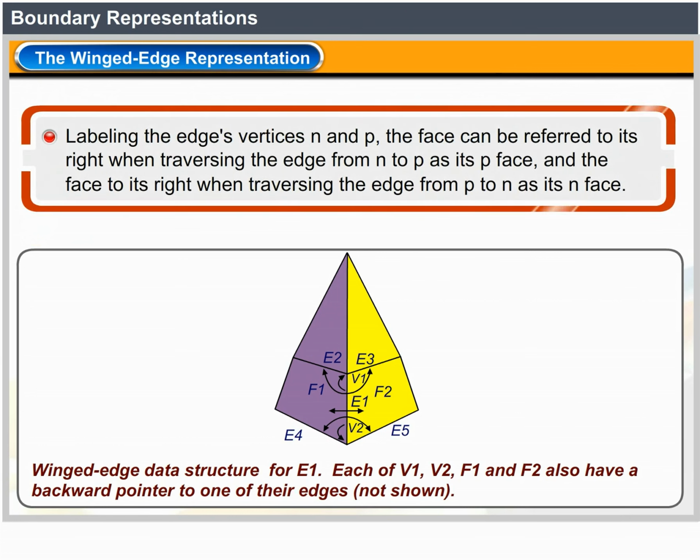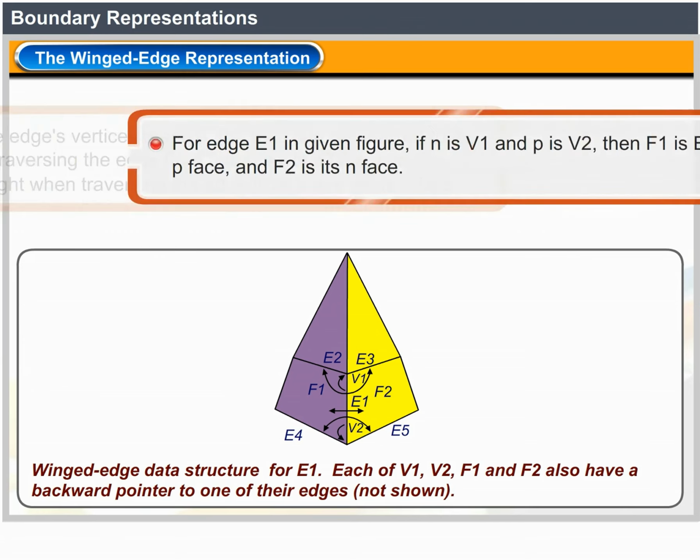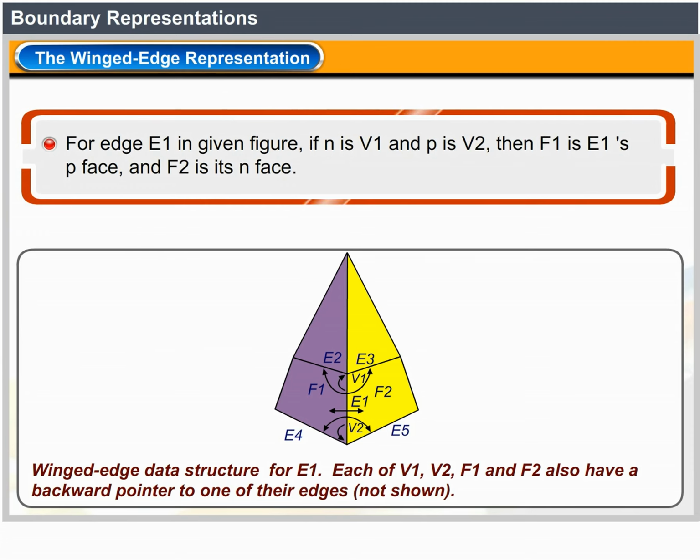Labeling the edge's vertices N and P, we refer to the face to its right when traversing the edge from N to P as its P face, and the face to its right when traversing the edge from P to N as its N face. For edge E1 in the given figure, if N is V1 and P is V2, then F1 is E1's P face and F2 is its N face.